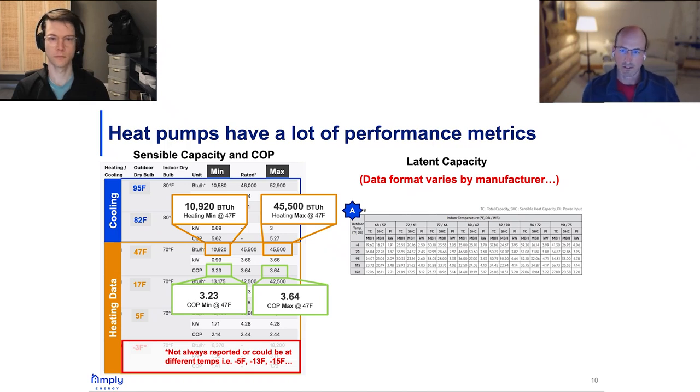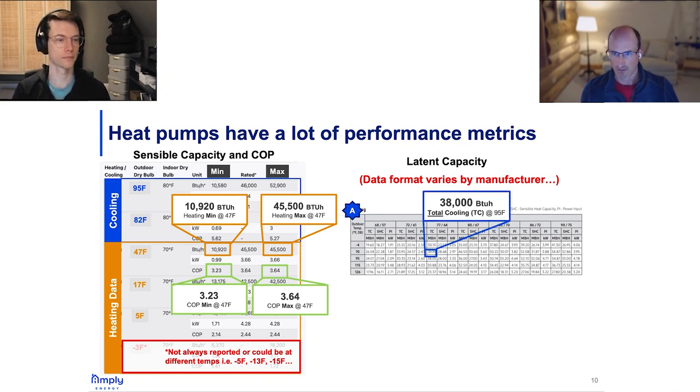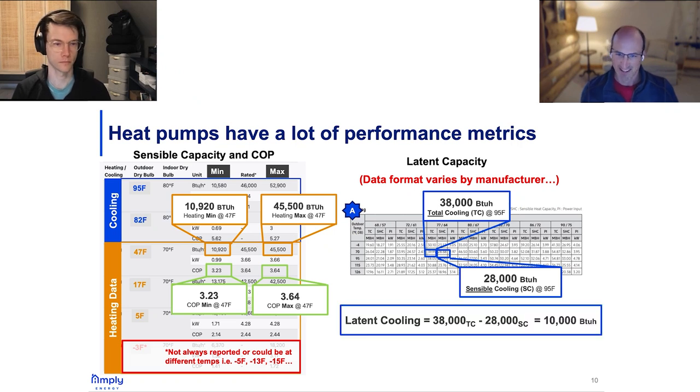And then the horizontal axis of the table is we're varying the indoor entering air temperature across the coil in dry bulb or wet bulb temperature. And within the values in the table, we've got the total cooling capacity and then the sensible cooling capacity. Now we want latent, so the manufacturers are expecting us to do some math. So we just take the total cooling capacity from the table and subtract the sensible cooling, and that gives us the latent capacity.